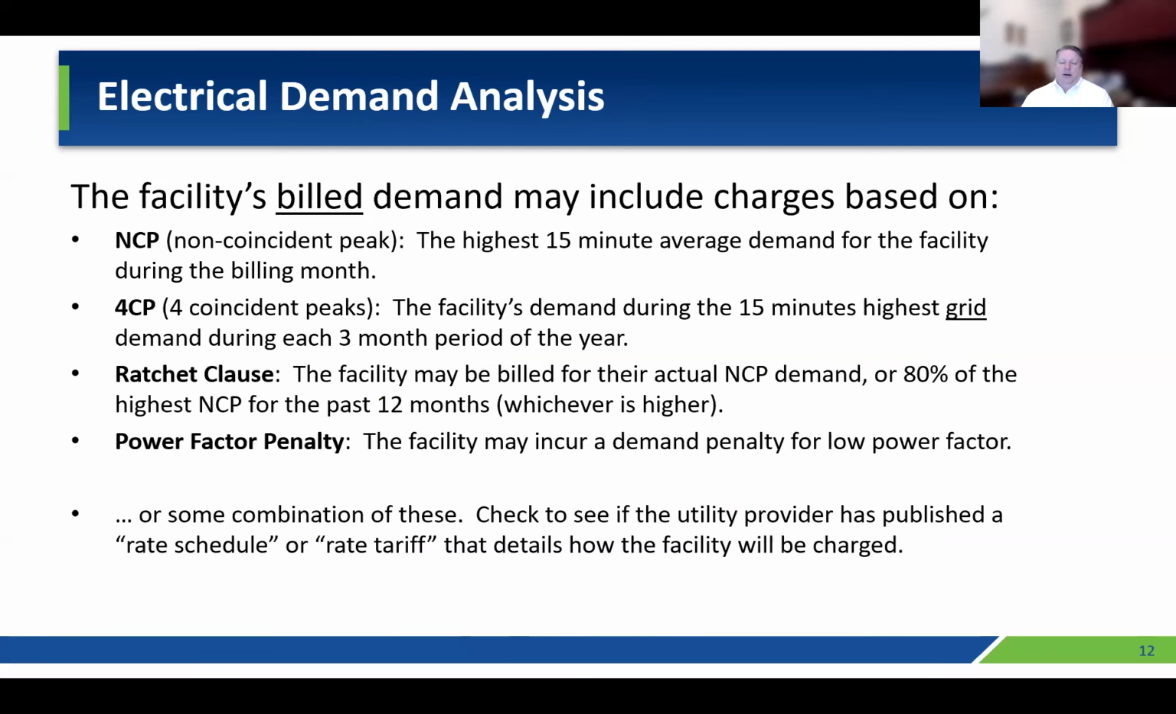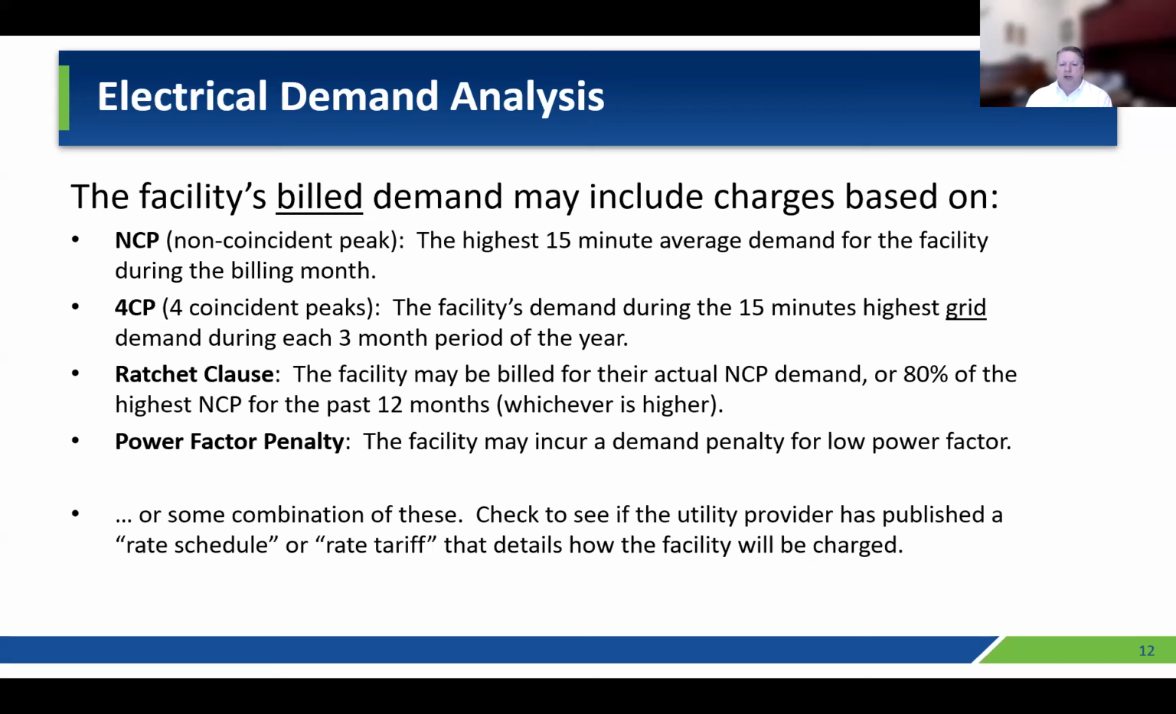Now, a few caveats here. One of the things you may need to do is dig into your contract, or what is known as your rate tariff or your rate schedule, that is typically available from your provider, in which it will dictate every single charge and tell you exactly how that charge is calculated. And you may see a few things in here. Here's some terminology that may be useful.